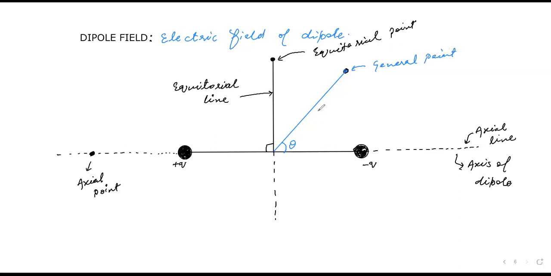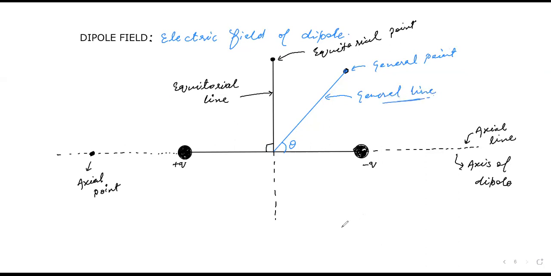This point is at the general point. You can take this general point at this position also or any other position. The condition is that it never lies on the axial line or equatorial line. This is said to be the general point and this is said to be the general line.